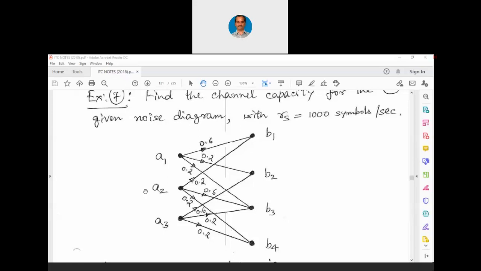A, application layer. P, presentation layer. S, session layer. T, transport layer. N, network layer. D, data link layer. P, physical layer. So: physical, data link, network, transport, session, presentation, application. These are the 7 layers.